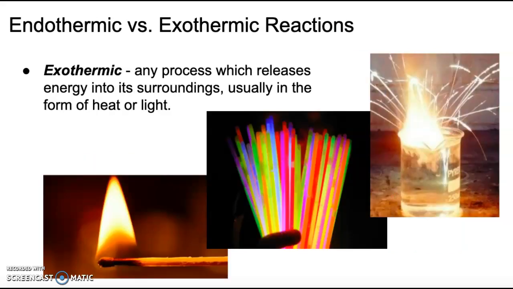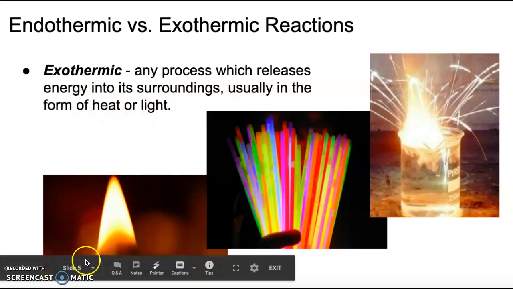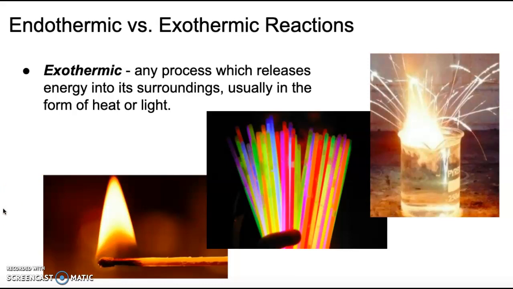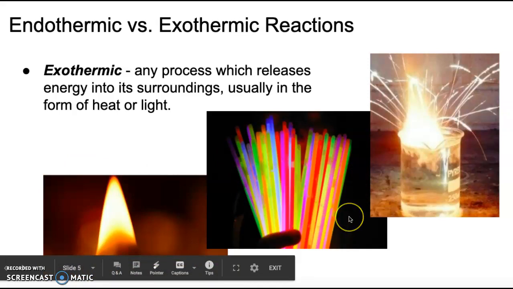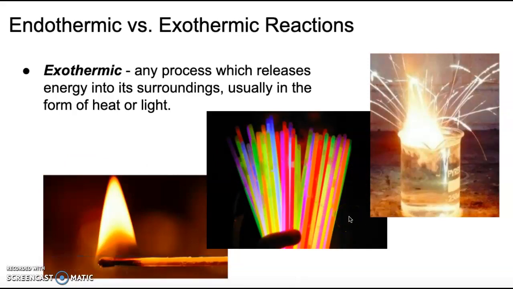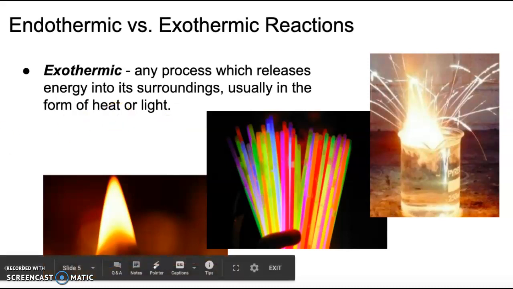An exothermic reaction, on the other hand, is one that releases energy into the surroundings. And that's usually going to be in the form of heat or light. If you've ever lit a match, if you've ever lit anything on fire, that process of burning is exothermic. It's releasing heat and light. If you've ever used glow sticks, you crack them and then they start glowing. They're putting off light. So any process that releases energy into the surroundings is called exothermic.